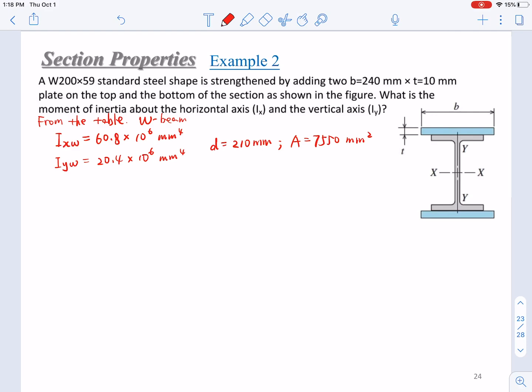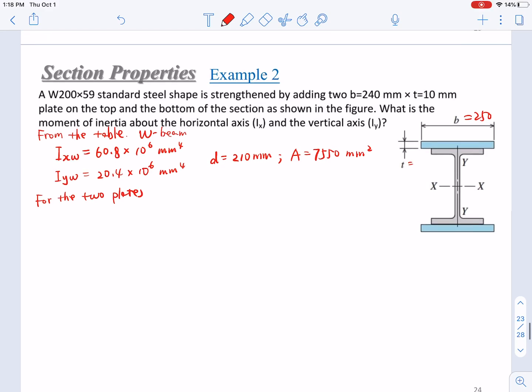And for these two plates, we need to do some calculation. The b shown here, b equals 250, and the t is just 10. Then what is the area? Area would be just 250 times 10, which is 2,500 square millimeter.